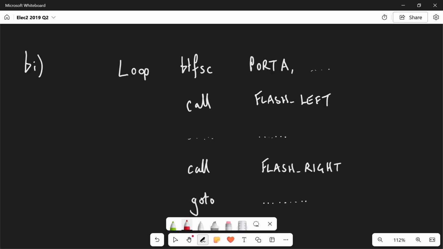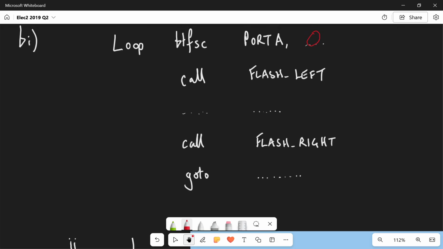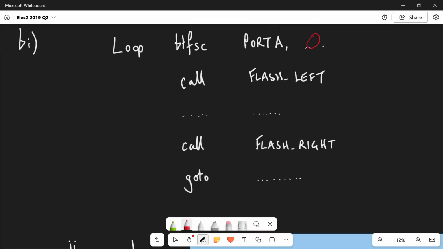Well, the BTFSC is looking for a low to skip. So if there's a low, it skips from line 1 to line 3. If it's a high, it goes to line 2. So we can safely assume that that's a 0 for the top line. If we look at line 4, we've got call flash right. That suggests that line 3 is similar to line 1, and the only difference is that instead of port A, 0, we're going to have port A, 1, and it does exactly the same.